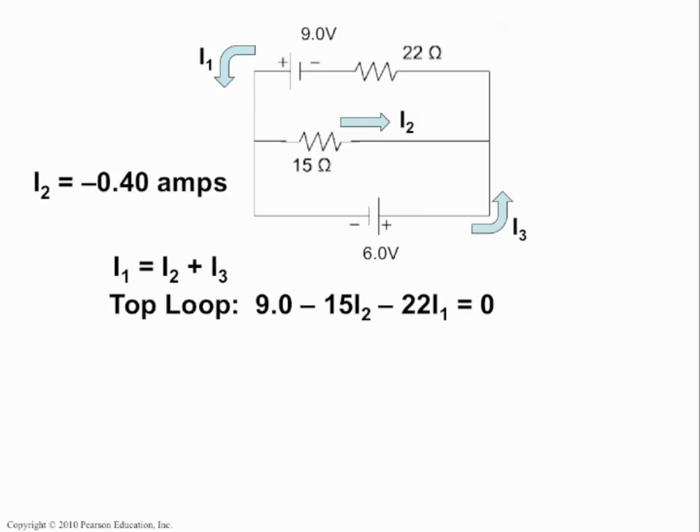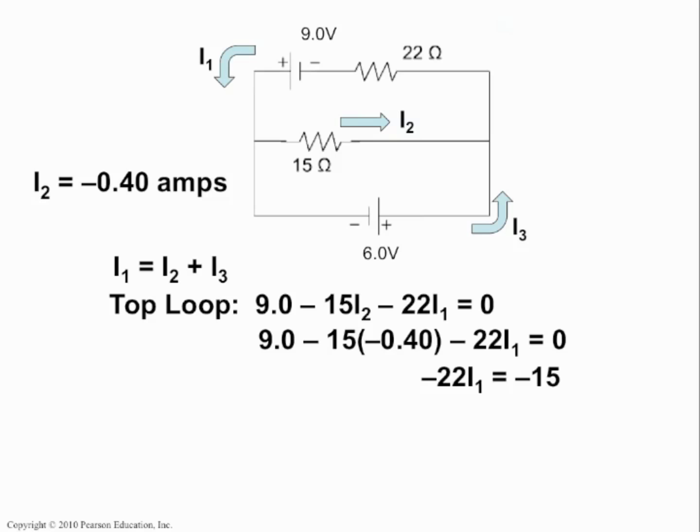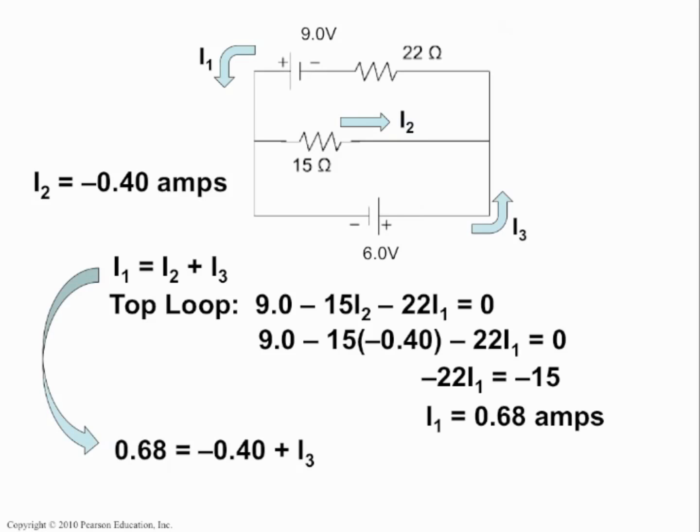Let's plug that I2 into the top loop equation to solve for I1. And so we have 9.0 minus 15 times negative 0.40 minus 22 I1 equals 0. That comes out to negative 22 I1 equals negative 15. I1 equals 0.68 amps. And finally, we can use that to substitute in for the first equation, and we have 0.68 equals negative 0.40 plus I3, and so I3 equals 1.08 amps.